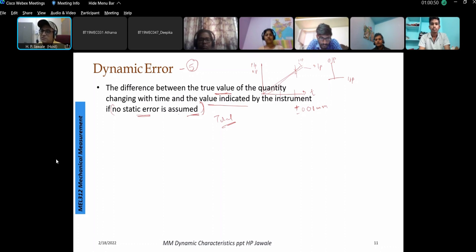But in this case, the time period of the measurement is so small that the static errors are not going to affect more. So again, this is an assumption. Exactly, we don't know what is going to happen, but that's what is assumed, that there is no static error present in the instrument.